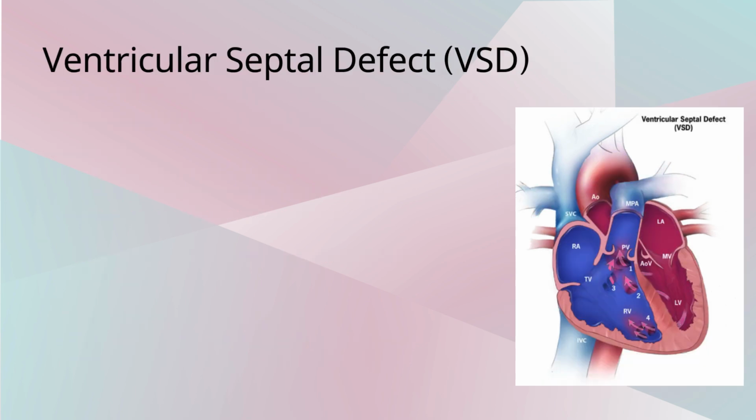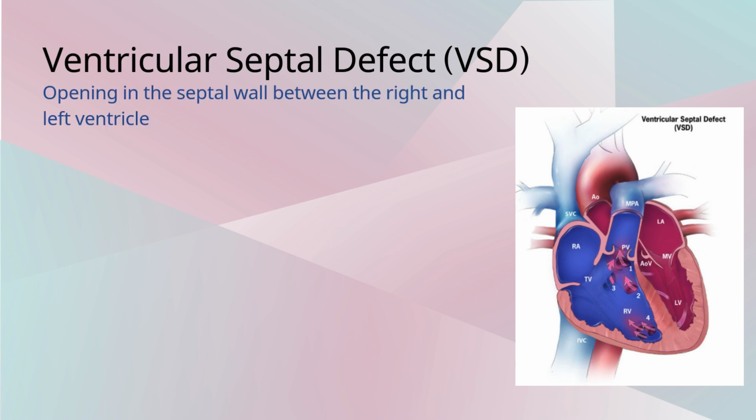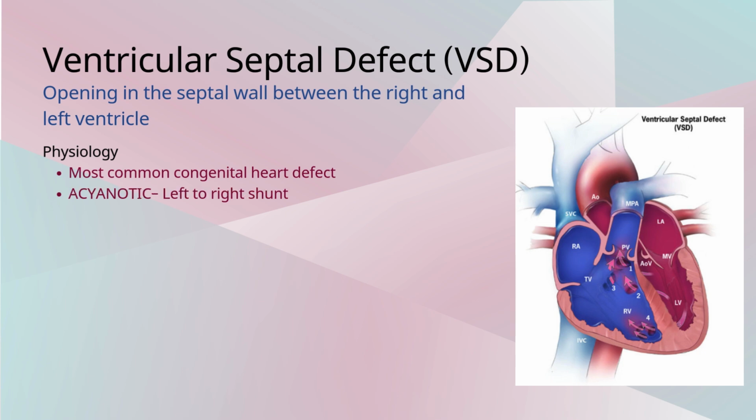And our last defect, at least the last one covered on NCCPA's blueprint, is ventricular septal defect or a VSD. Now, because I'm going in order according to the blueprint, which is really just alphabetical order, I'm covering VSD last, but by now you've heard this mentioned and know that it's an opening in the septal wall between the right and left ventricle. This is the most common congenital heart defect. Physiologically, it's another acyanotic lesion because, as we've discussed several times, left ventricular pressure is greater than right, so there is a left to right shunt.